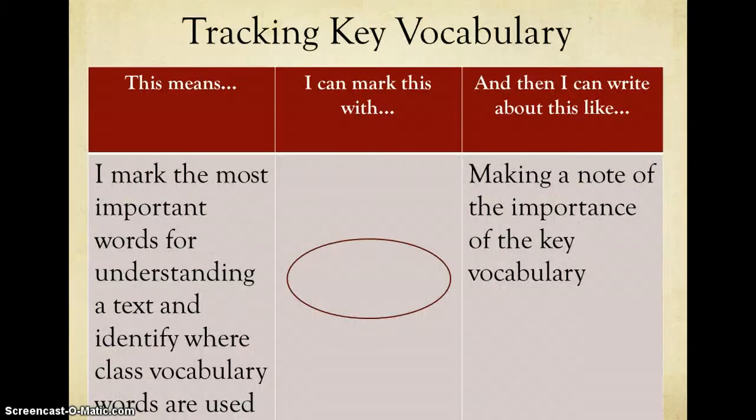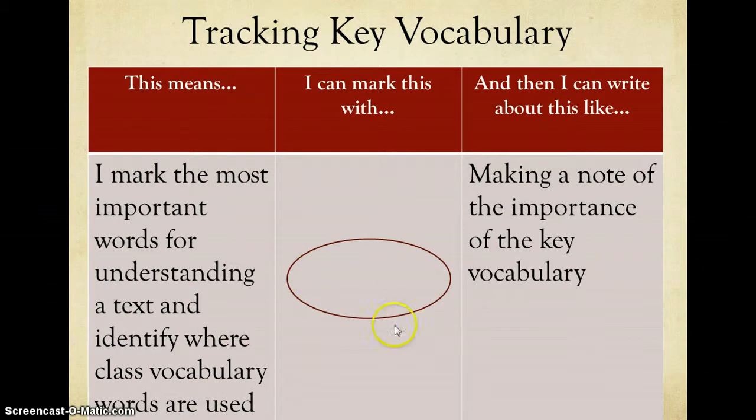Now, the next reading strategy used in annotations, tracking key vocabulary, is a little bit more complex, because when you track key vocabulary, you're marking important words for understanding in the text, but you're also identifying where class vocabulary words are used. And this can look a little different, so I'm going to give you an example of each.